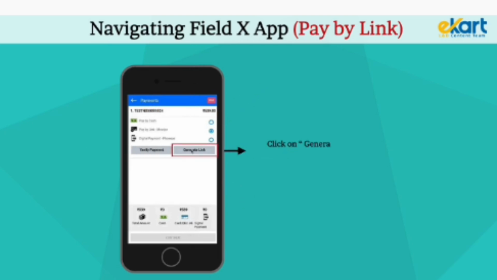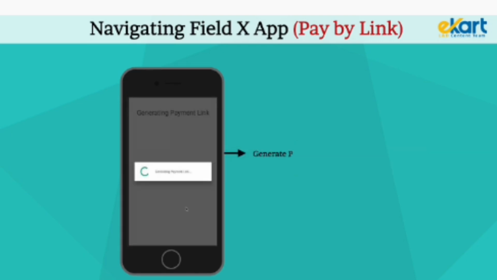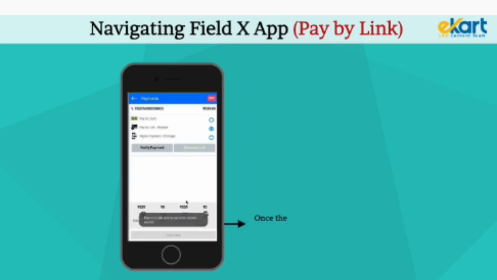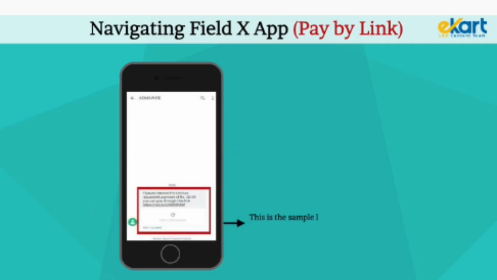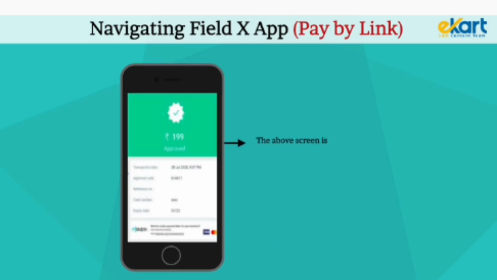Click on Generate Link to send the SMS to the customer mobile number. The SMS will be sent to the registered mobile number of the customer on which the OFD SMS was received. Once the link is generated and sent to the customer, it will show the same message has been sent. This is a sample link message which the customer will receive in his or her registered mobile number. The above screen is visible to the customer upon successful payment.